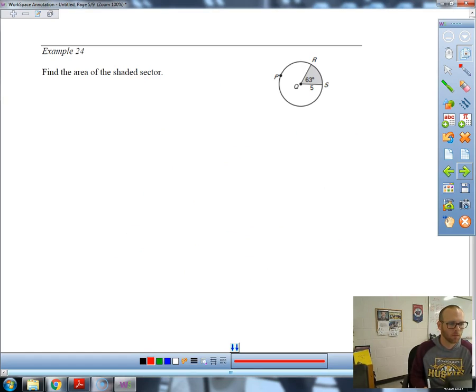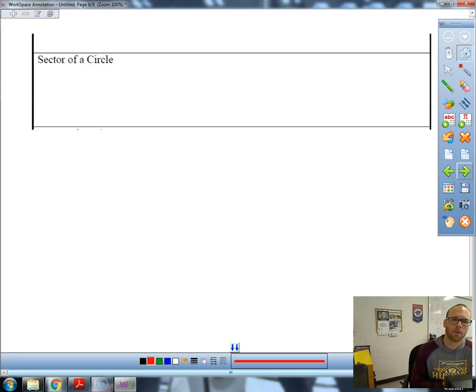All right, find the area of the shaded sector. That's probably a new word for us. What is a sector? Take a look at this diagram and guess what I'm referring to as a sector. That's this region right here. We need to go back to our vocab for a second and define what a sector is in case you forget that word next time you see it.